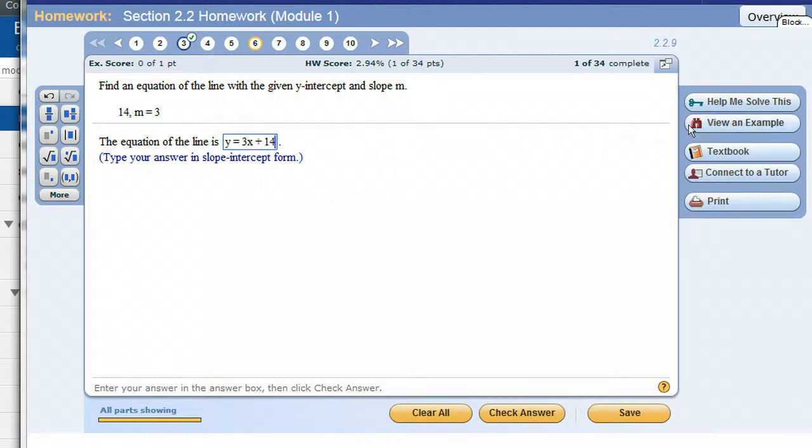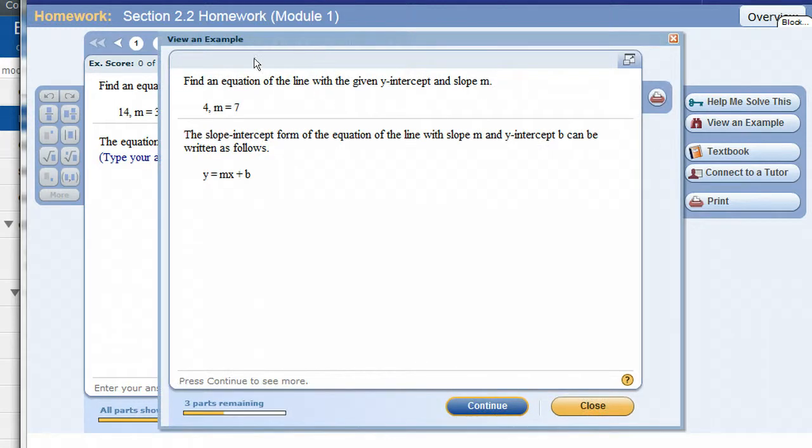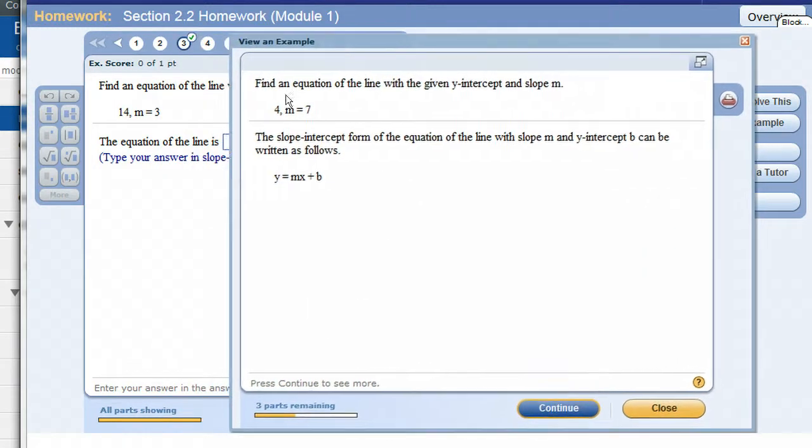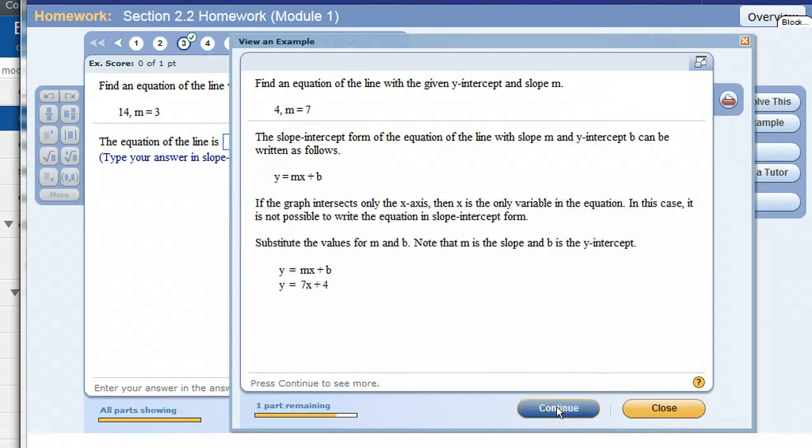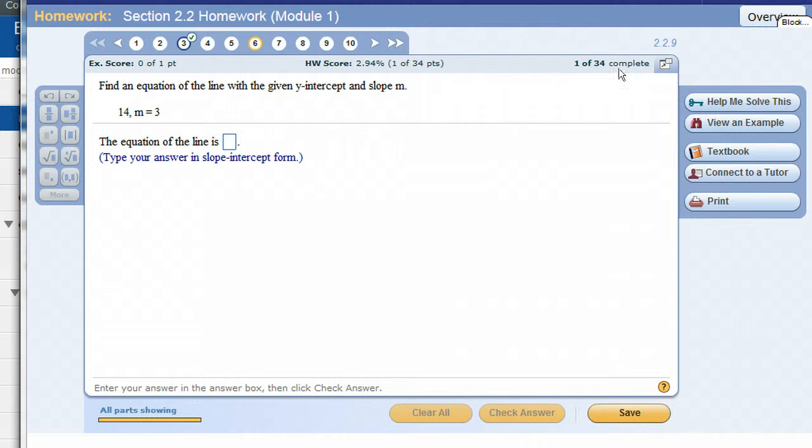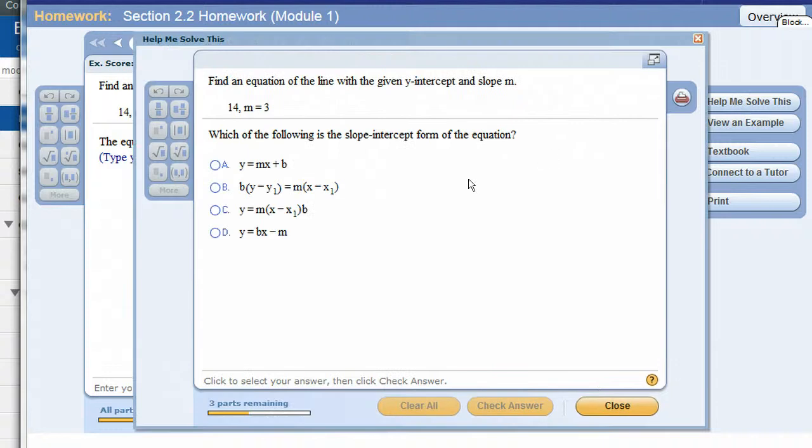Now, if you didn't know how to do the problem, let's say you had no clue how to do this problem, you could click view example here, and it will give you a problem that's very similar. Notice that the numbers are not exactly the same as the original problem, and it'll walk you through it. Keep clicking continue to walk you through how to do a problem similar to that problem. Or if you want it to walk you through the very problem that you're working on, you could click help me solve this.